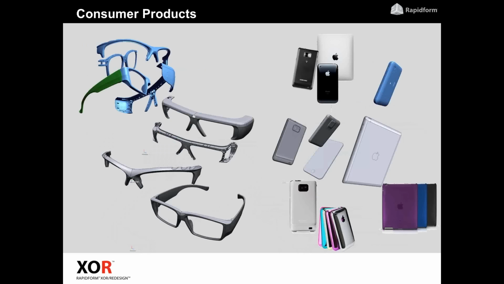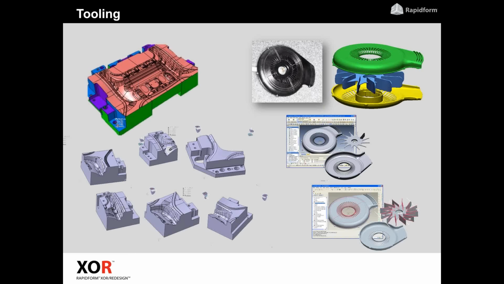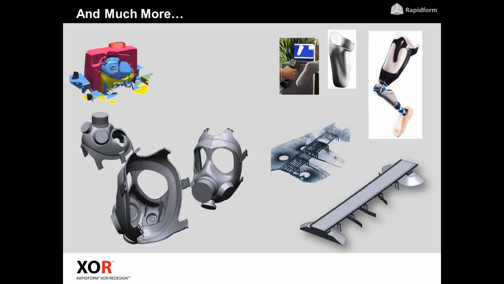Consumer products. If you have a cell phone and you have a case on it, chances are Rapidform helped put that there. In order to design a protective case for a cell phone or tablet, you have to understand the existing geometry in order to design around it. Also in tooling, we have numerous tools to help you rapidly model and reverse engineer tools, as well as correct your tools for existing conditions. And so many more things.